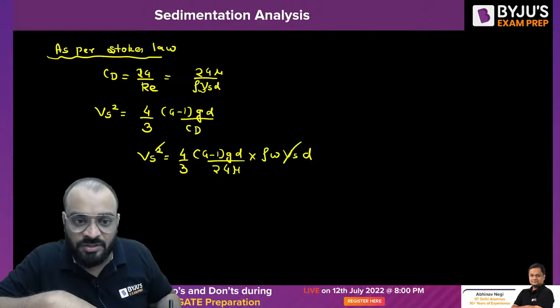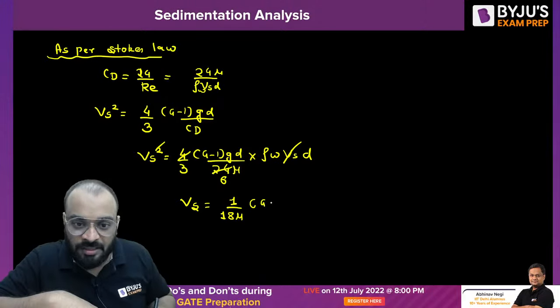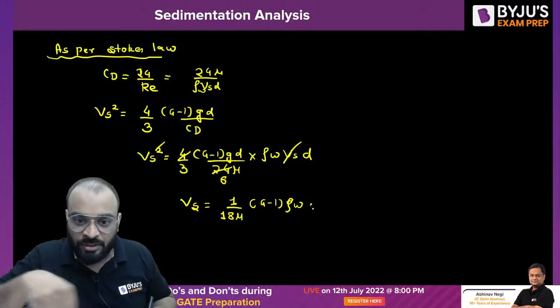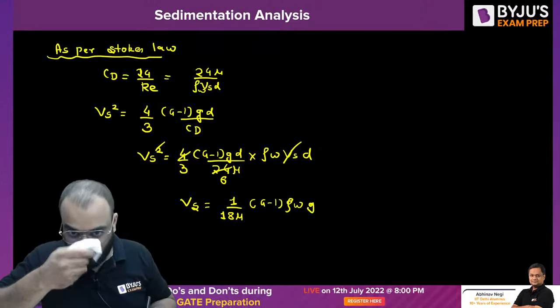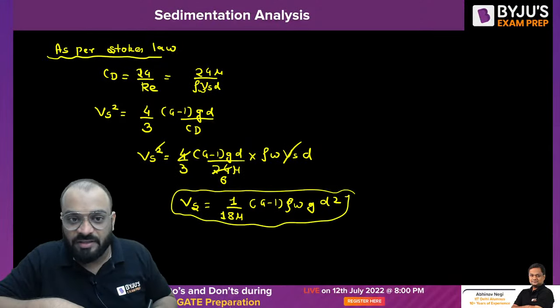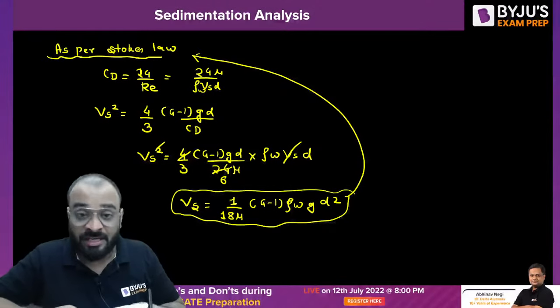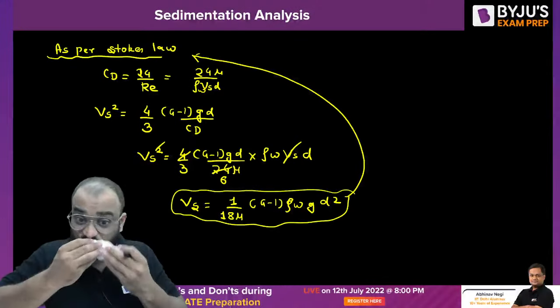You can cancel this one. Okay. Any other thing? No sir. You can cancel this one also. It will become 6. So the ultimate formula will become Vs is equal to 1 by 18 mu, bracket G minus 1, into rho w into g into d square, right? So this is basically our Stokes law. Getting it? This is our Stokes law.